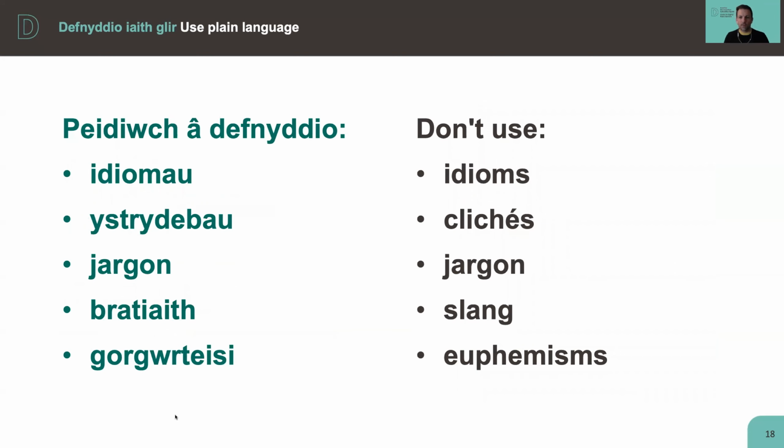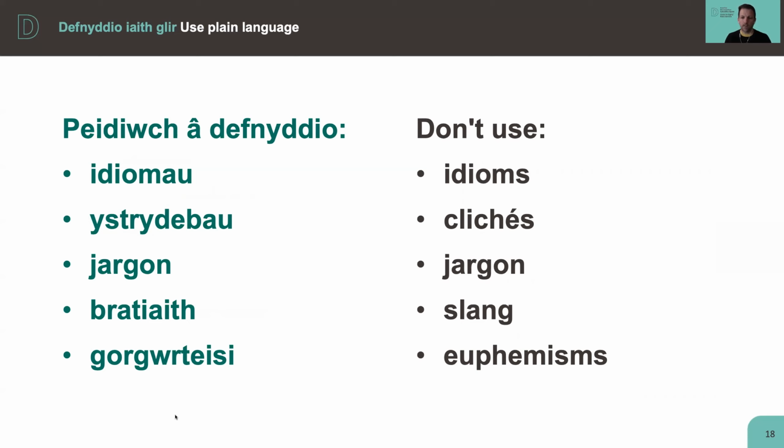Now, things you can do, well, yes, don't use idioms, clichés, jargon, slang, and euphemisms. So what we mean by these are, clichés being expressions that are so common and overused that they don't really have any real impact on your sentence. They're just fillers in your sentence.